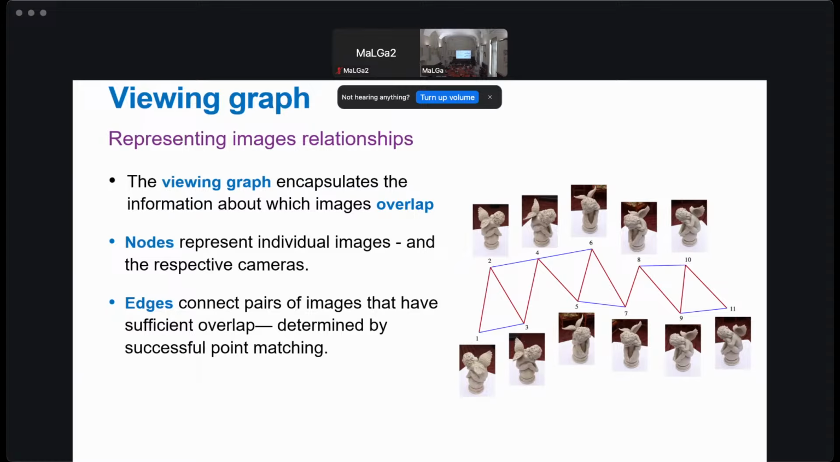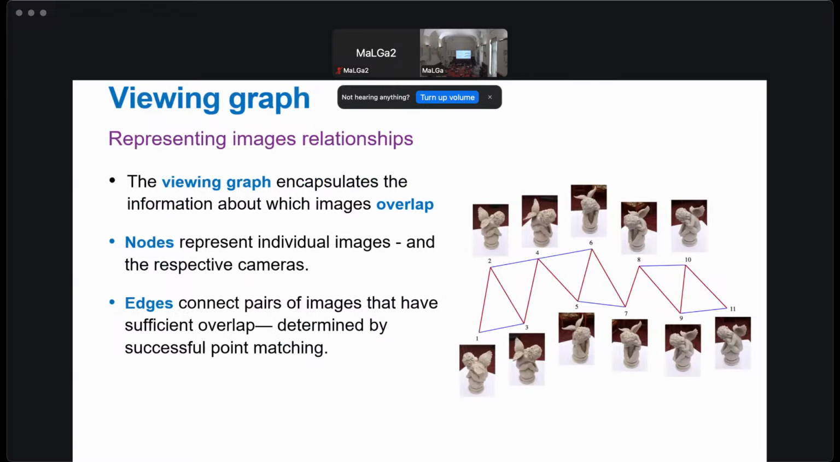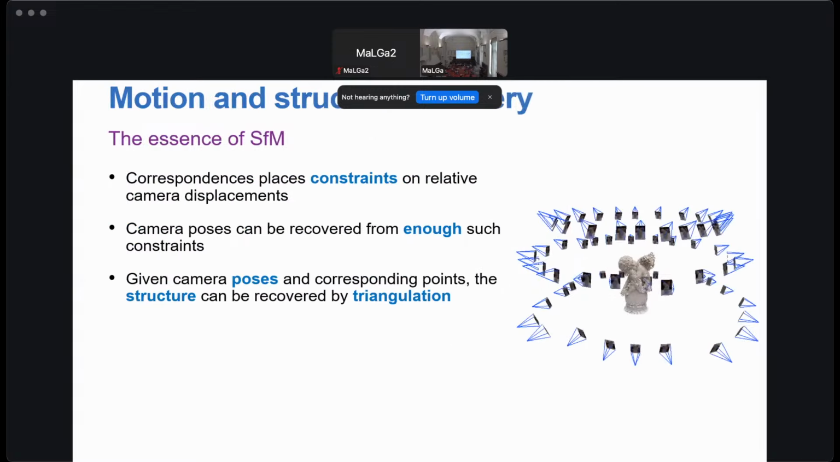As I said, the problem of actually reconstructing the object was solved some years ago. After that, I concentrated on another problem: under what conditions the viewing graph allows the reconstruction or not. That is, under what conditions the cameras determined by these pairwise constraints are unique. Uniqueness in this case is always up to a global transformation, because you can take the whole reconstruction, the object and the cameras, rotate and translate it in space, and everything will be self-consistent.